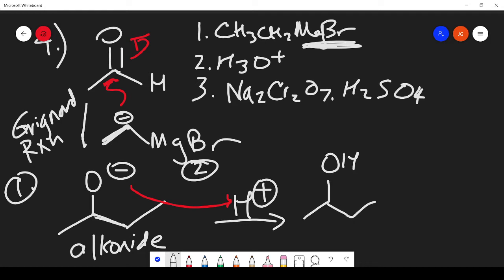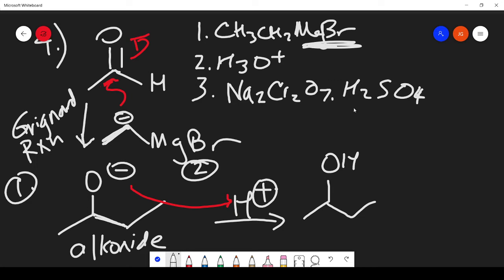So steps 1 and 2 combined are the Grignard reaction. You can have just step 1 and it's still a Grignard reaction. You only really need the first step to do it. But if you add step 2, that's how you get something useful like an alcohol. Otherwise, it will stop at the alkoxide.